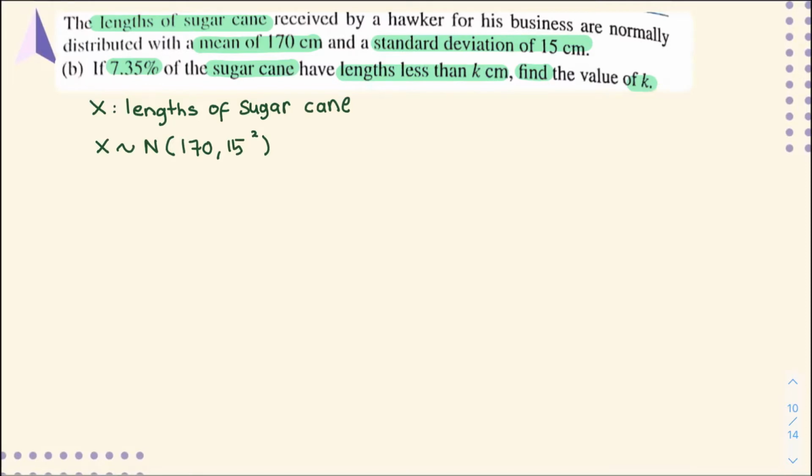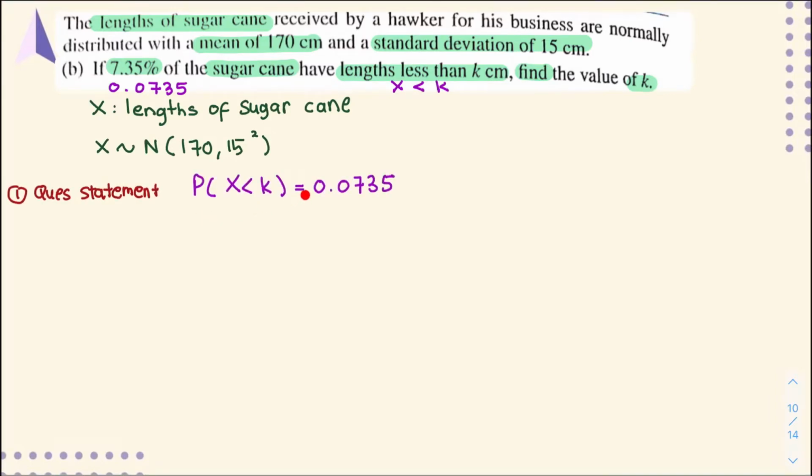Again, in this question they already give you a percentage which you can change into probability, and they are asking for the length less than k cm, which means that this X length is less than k cm. So the probability is 0.0735. First write down your question statement: P(X < k) equivalent to 0.0735. And then the second thing is that you standardize by using the standard score.